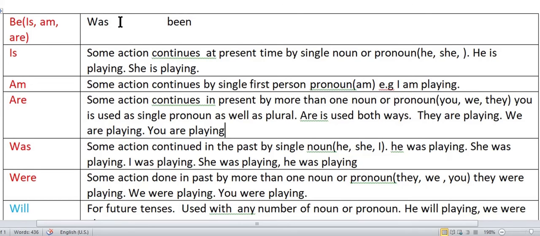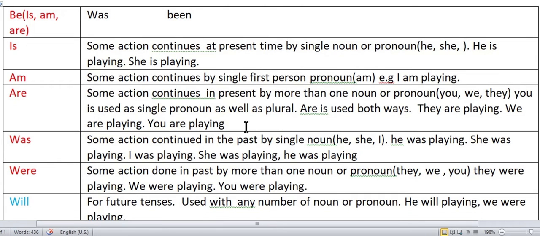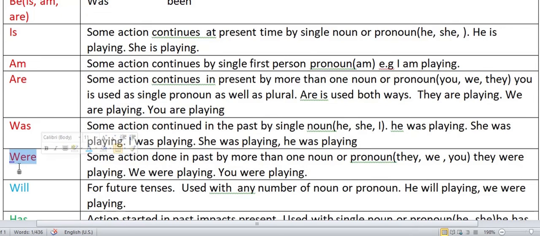Okay, the second form is was. Here is the second form of be. First we use was. Was is used in the past continuous where some action continued in the past by a single noun or pronoun. We use was with he, she and I. Like he was playing, she was playing, I was playing. Were is the plural form of was. We use were where an action was done in the past by more than one noun or pronoun. We use were with they, we, and you. Like they were playing, we were playing, and you were playing.